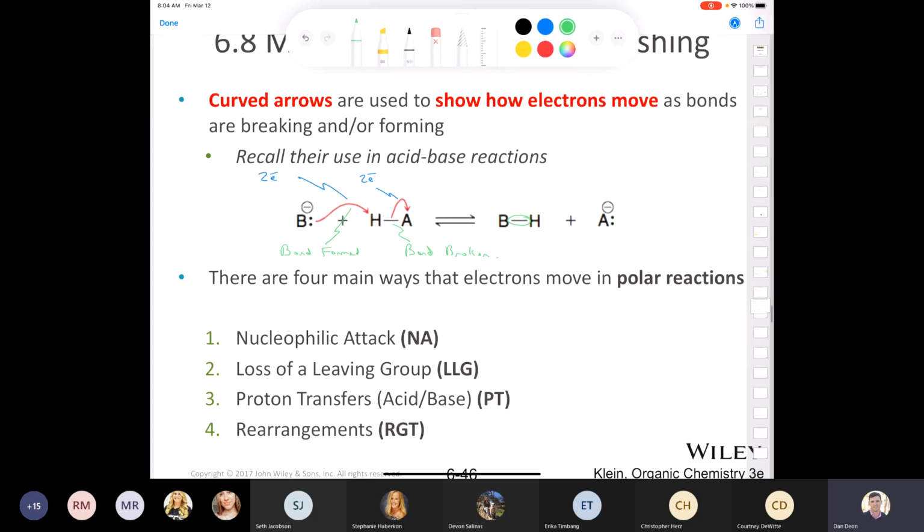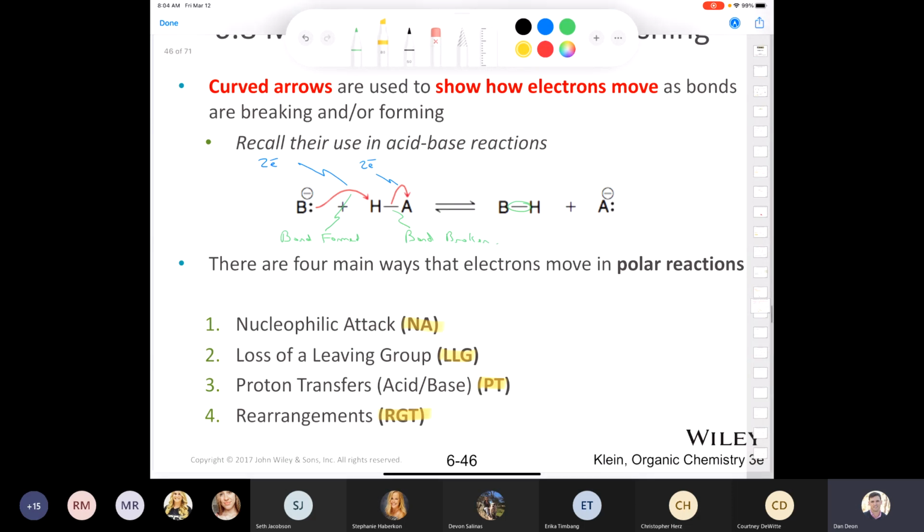All right, there's four main ways that electrons move in polar or ionic reactions, which is what we're going to be concerned with most of the time in this class. Those four are nucleophilic attack, which we use Nu to represent, then we have a loss of leaving group, LLG, a proton transfer, or a PT, and a rearrangement, RGT. So we're going to look at all four of these ways that electrons can move in greater detail.